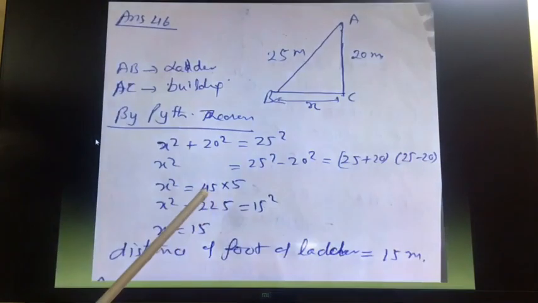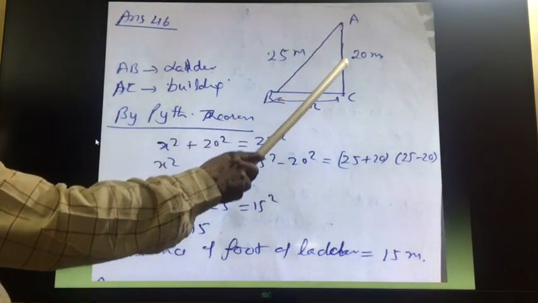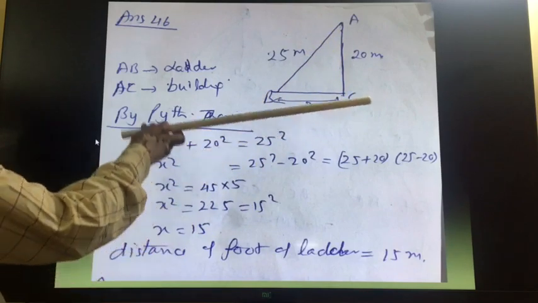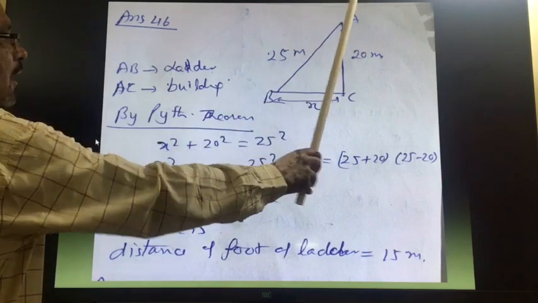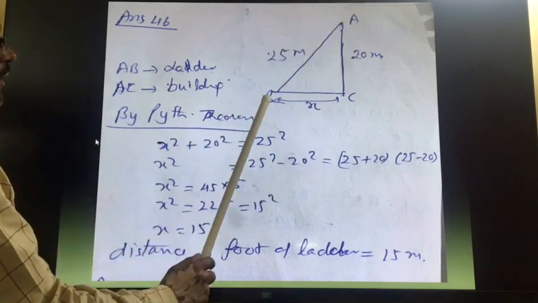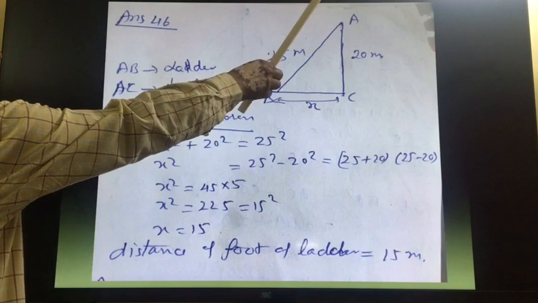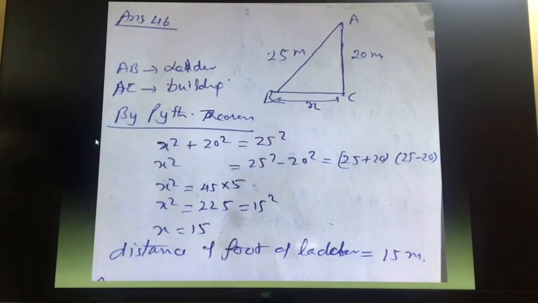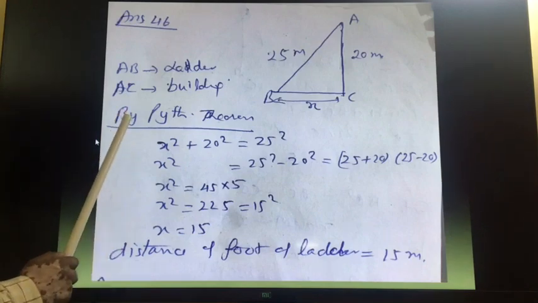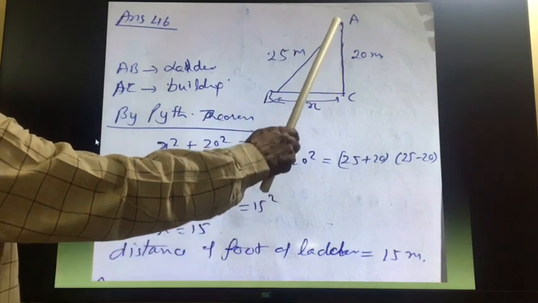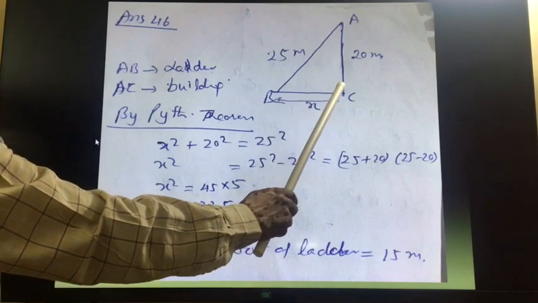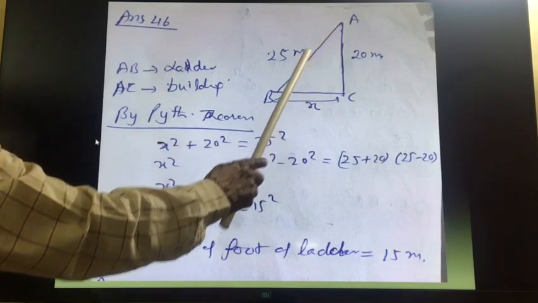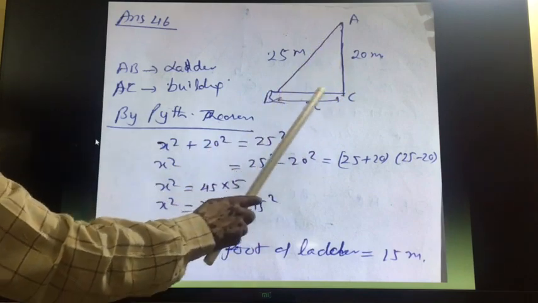So see the method. In this case, AC is the building, AB is the ladder. So this is the ground, this is the building, and this is the ladder. We have to find out the distance between the foot of the ladder and the foot of the building, that is BC. Because the wall on the ground is making 90 degrees, this angle will be 90 degrees, so we can apply Pythagoras theorem, because this will be a right triangle.